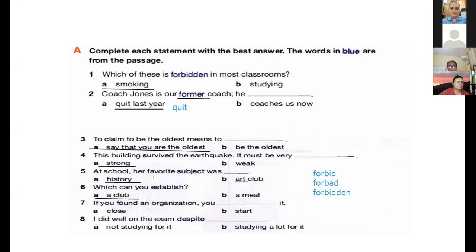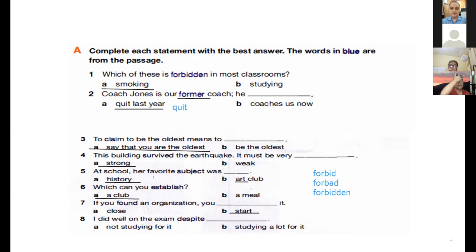Okay, thank you, Maria. What about number seven, guys? What do you have for number seven? No more? Okay. So, can you help me, Rufino, with number seven? If you found an organization, you started. If you found an organization, you started, right? Okay, very good. Thank you, Rufino. So, the next one, number eight.